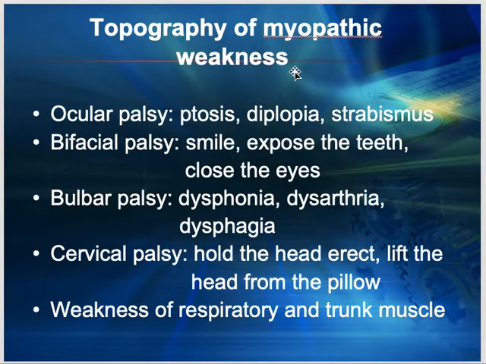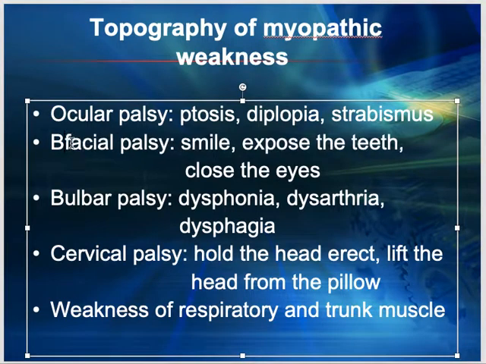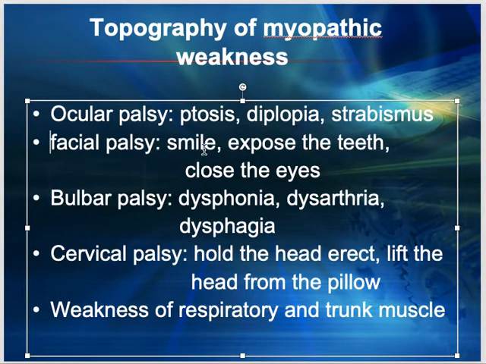Now, this slide describes the presence of myopathic weakness. Ocular palsy can be there, bifacial weakness or palsy can be there, bulbar palsy can be there. Bifacial palsy we can simply call facial palsy; you can ask them to smile, expose the teeth, close the eyes. Bulbar palsy causes dysphagia, dysphonia, dysarthria. For cervical palsy, hold the head erect and lift the head from the pillow. These are the examination points to check where the weakness is, and there could be weakness of the respiratory and trunk muscles.